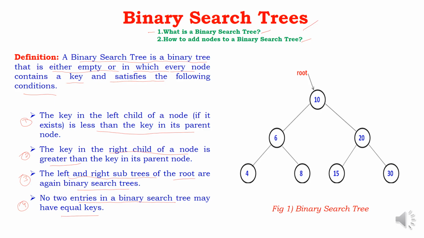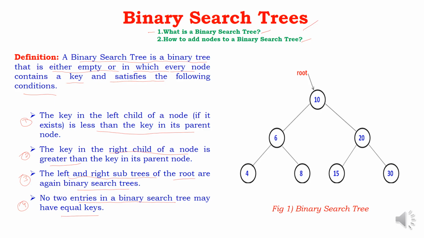The figure shows a binary search tree. Here there is a root with a value of 10, and there are many nodes. Every node contains a key, and it is a binary tree. So the figure shows a binary tree. We have to check whether it is a binary search tree or not. If it satisfies the conditions we have mentioned here, then this binary tree is said to be a binary search tree.